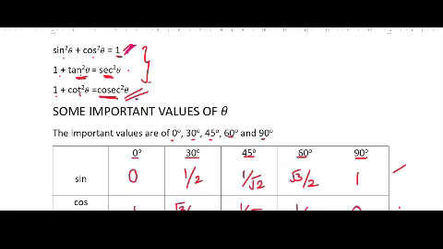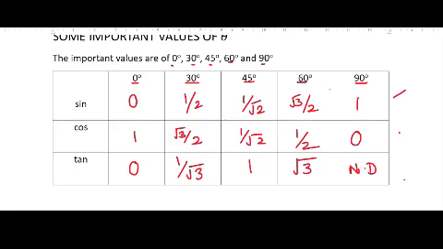The important values of theta, we have done the short trick on how to find the values easily. Showing them again: write 0 here, 1 here, 2 here, 3 here, and 4 here. Divide throughout by 4. 1 by 4 here, 2 by 4 here, 3 by 4 over here, and 4 by 4 over here. Now put an under root over all of them.